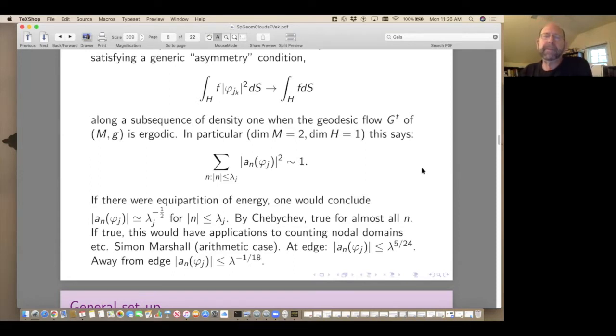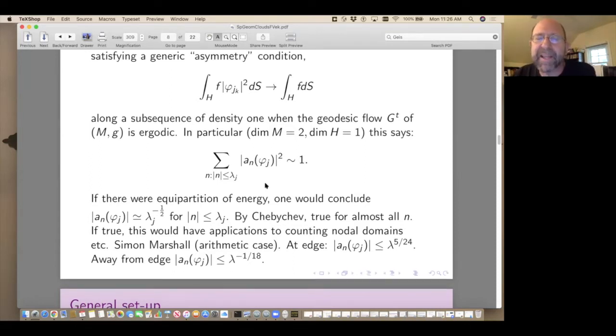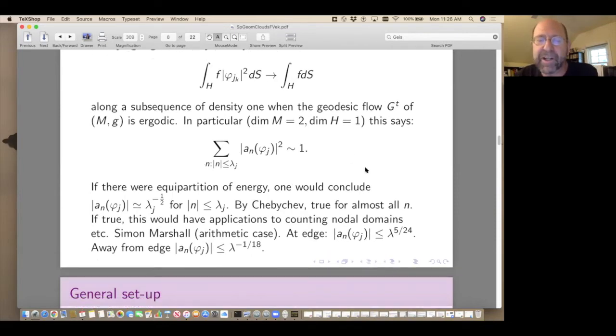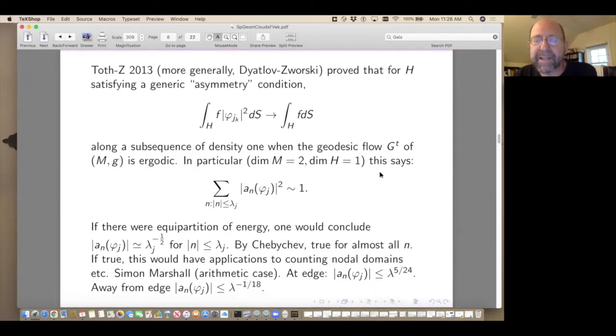So as far as results on every single Fourier coefficient goes, the best results I know of to date, which only apply to Hecke eigenfunctions, are by Simon Marshall, and if I understand his notation correctly, away from the edge, that's where n is equal to lambda j. So away from the edge, the Fourier coefficients are at most size lambda to the minus 1/18. So that's a good result.